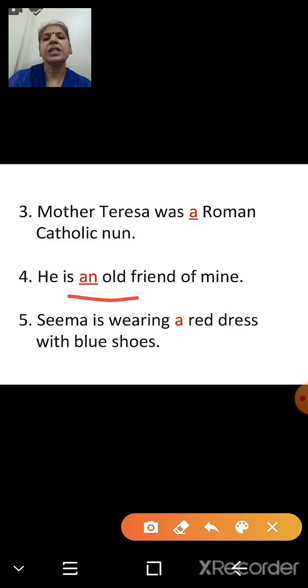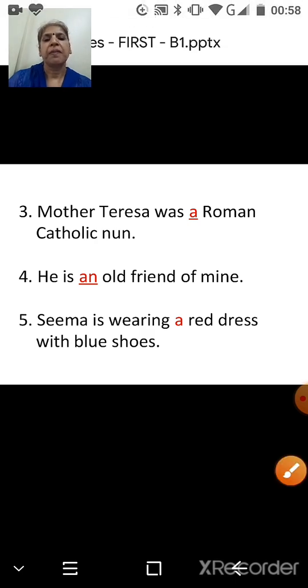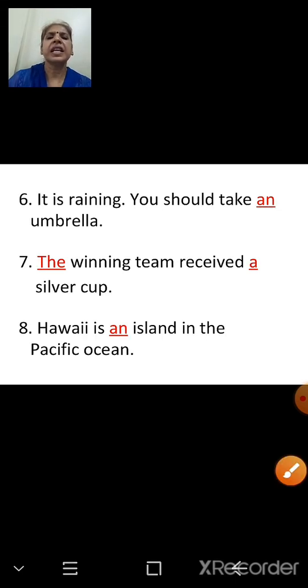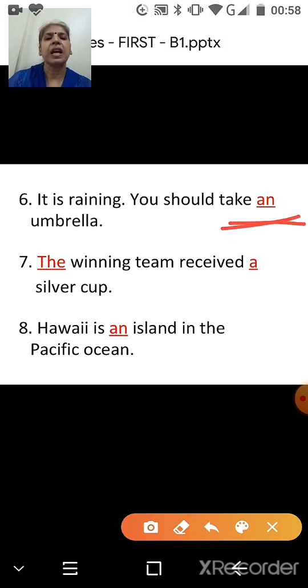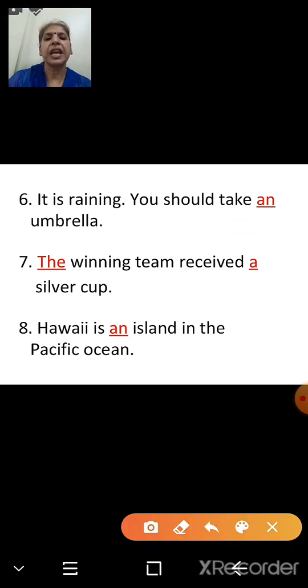He is dash old friend of mine. So we are using it before word beginning with vowel old. So it is an old friend of mine. Seema is wearing dash red dress with blue shoes. Seema is wearing a red dress with blue shoes. Next. It is raining. You should take dash umbrella. It is raining. You should take an umbrella.